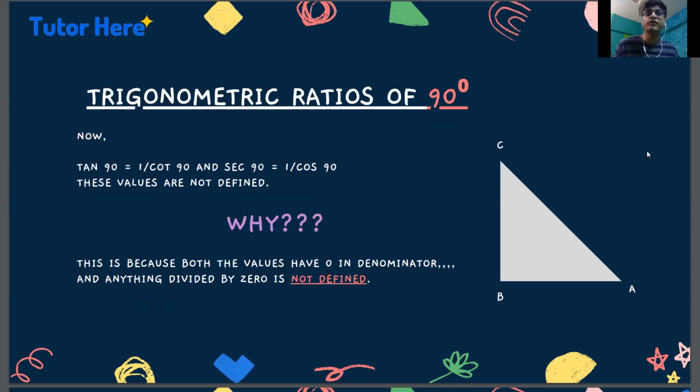Again, if you observe, tan and sec were missing from the previous slide. This is because tan 90 is equal to 1 by cot 90 and sec 90 is equal to 1 by cos 90. These values are again not defined because they have 0 in their denominator and anything divided by 0 is not defined as we saw in the previous slides.